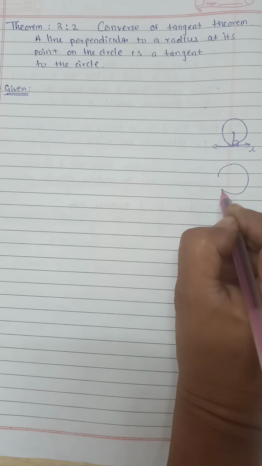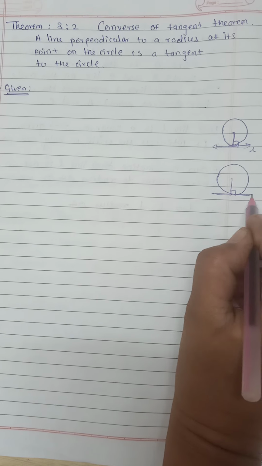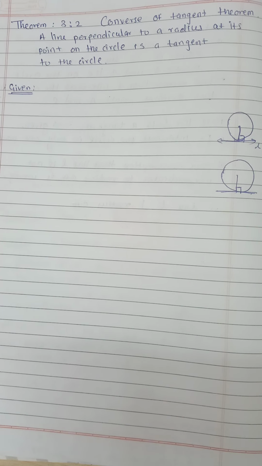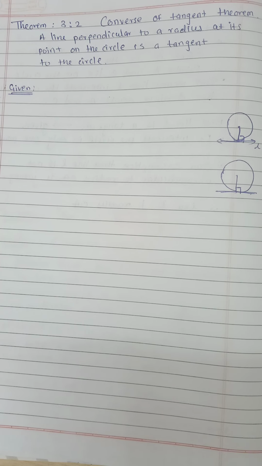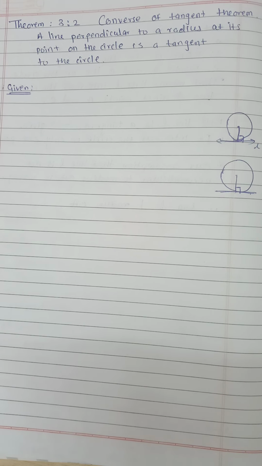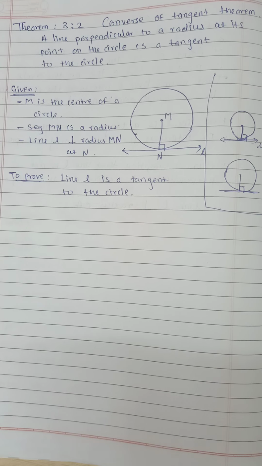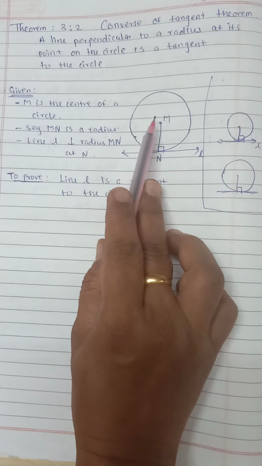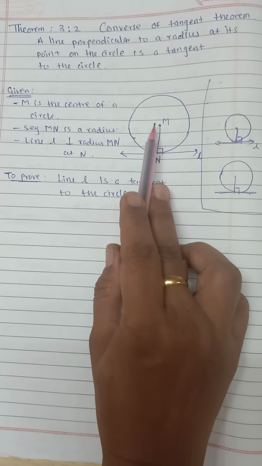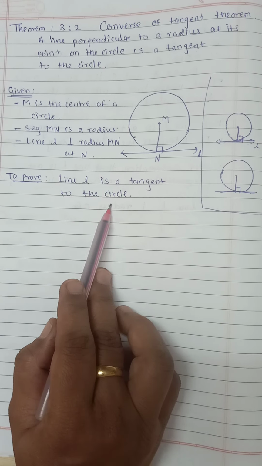Now in the converse of tangent theorem, it is given that the radius is perpendicular to a line, and now we have to show that this line is a tangent. The statement is, a line perpendicular to the radius at its point on the circle is tangent to the circle. So given M is the center of the circle, MN is the radius, and line L is perpendicular to radius MN at point N. We have to prove that line L is a tangent to the circle.